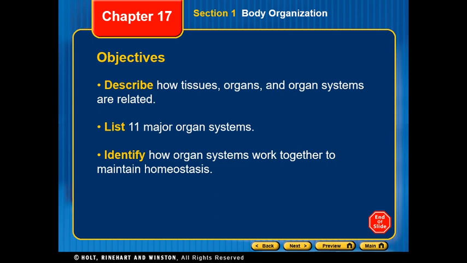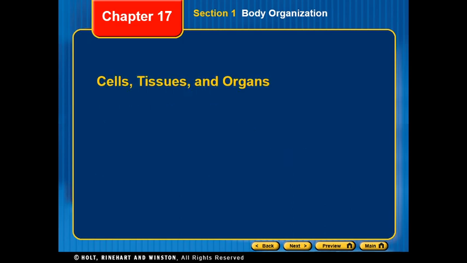Hello, 7th grade students. To read the objectives for this lesson, first, describe how tissues, organs, and organ systems are related. List 11 major organ systems. Identify how organ systems work together to maintain homeostasis. So we will learn something about homeostasis, and I think some of you, this is your first time to hear that word. First, we will learn about cells.